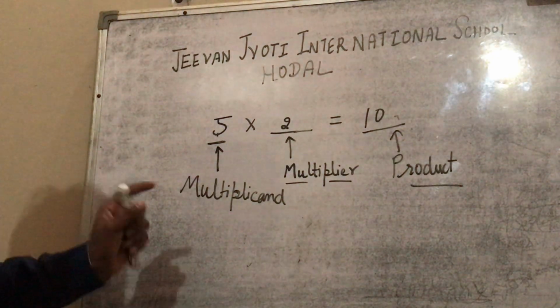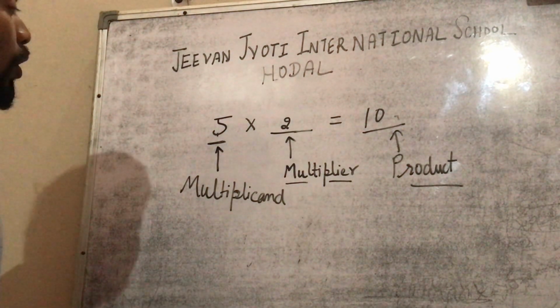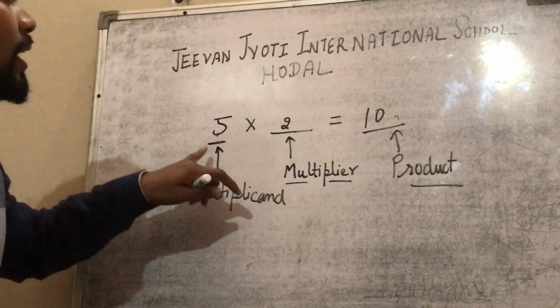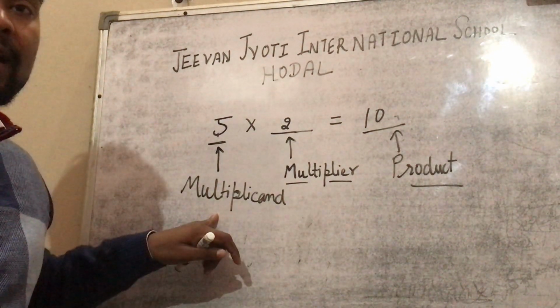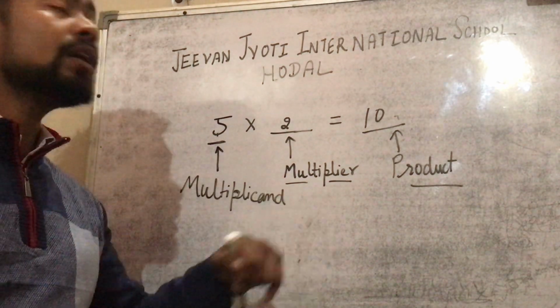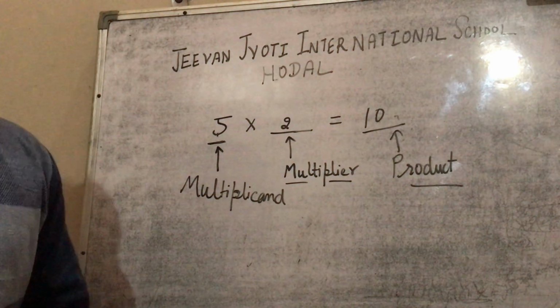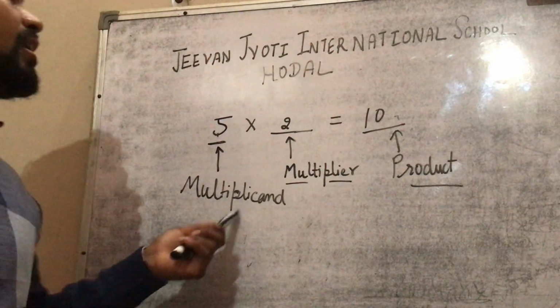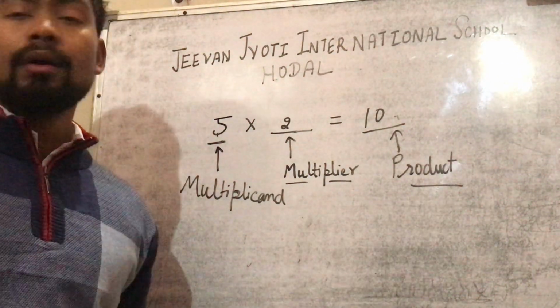Very good. If you know this thing, we will move on. The number which is getting multiplied is called the multiplicand. The number which multiplies the other number is called the multiplier. And the result which comes out after the multiplication of multiplicand and multiplier is called the product.